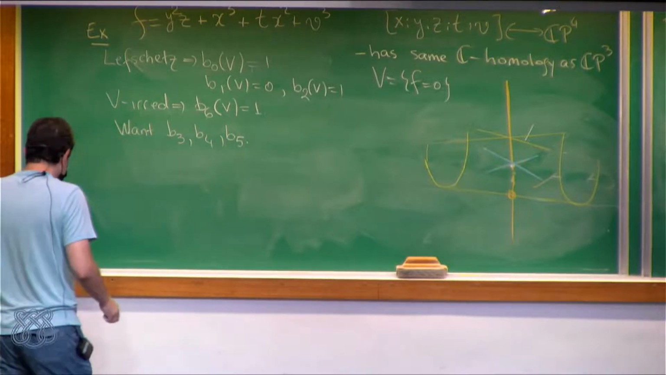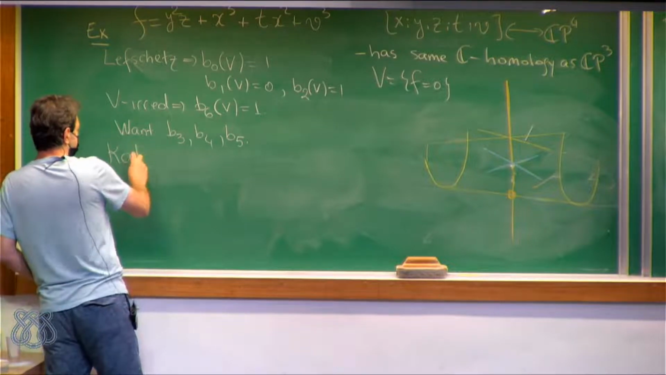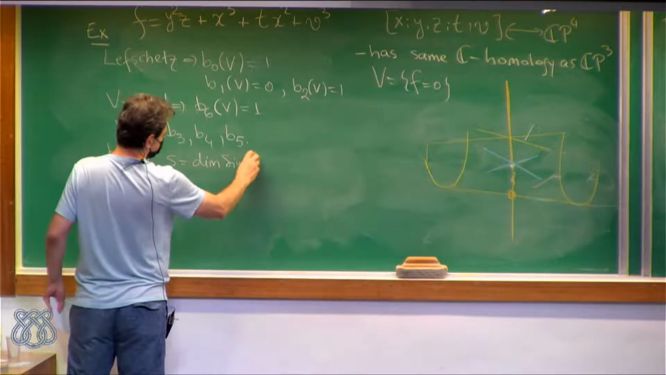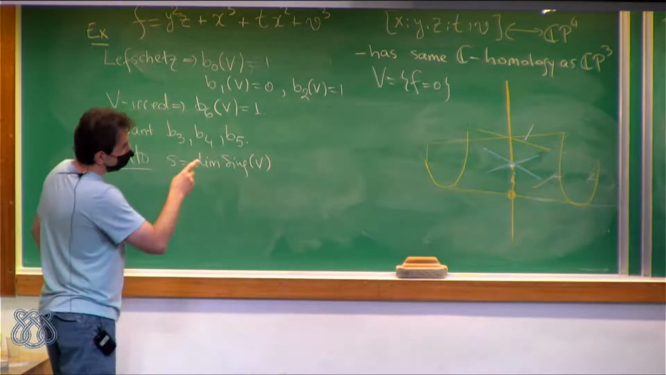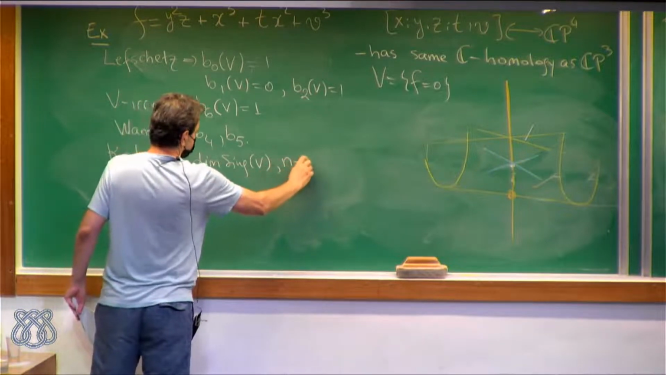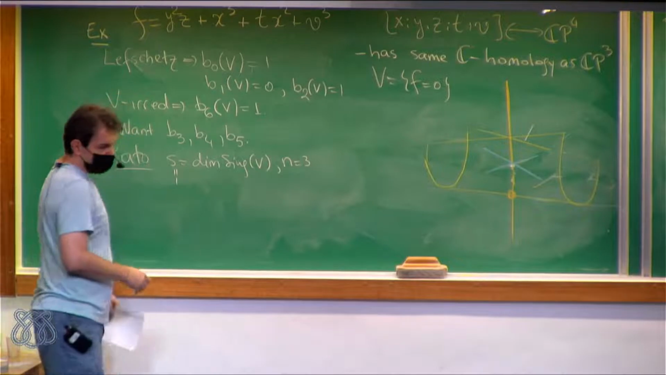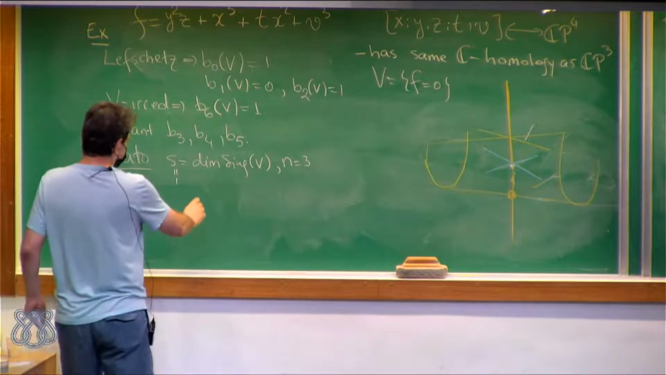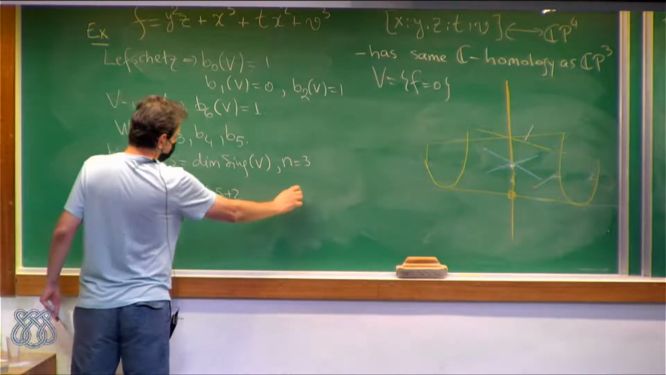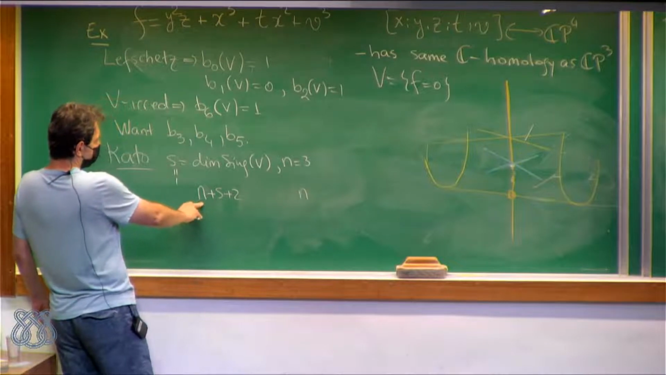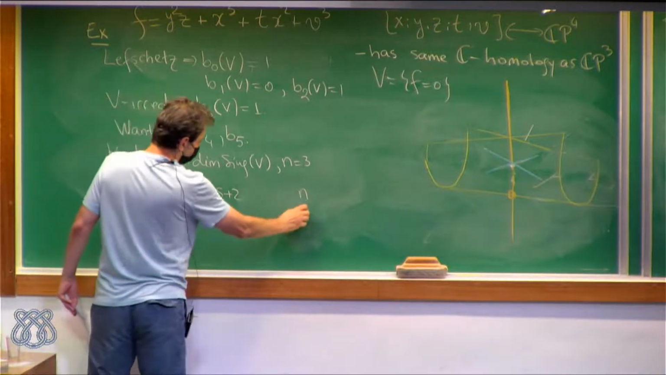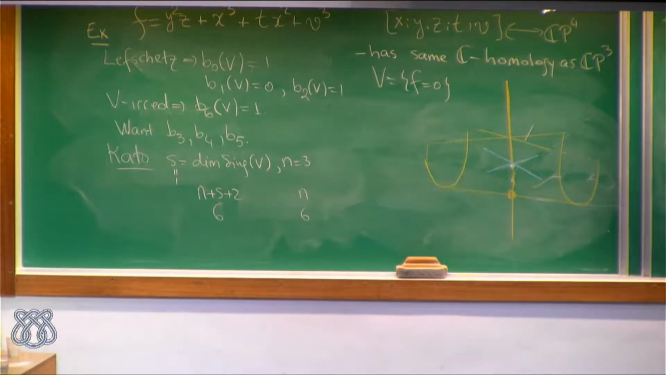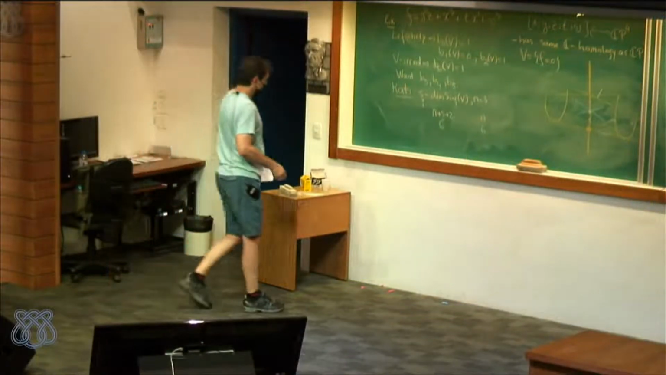Now, if you try to apply Kato, so Kato said, if S is the dimension of the singular locus, N is 3 in our case, S is 1, then our V has the same Betti numbers as the projective space in the range from N plus S plus 2 to N. But in our case, N plus S plus 2 is 6, as N. So Kato doesn't tell us anything new except what we already knew, that B6 is 1. So Kato, nothing new.